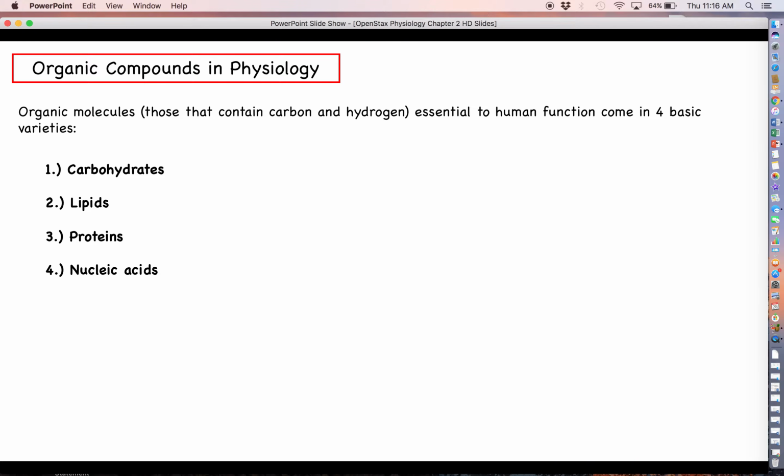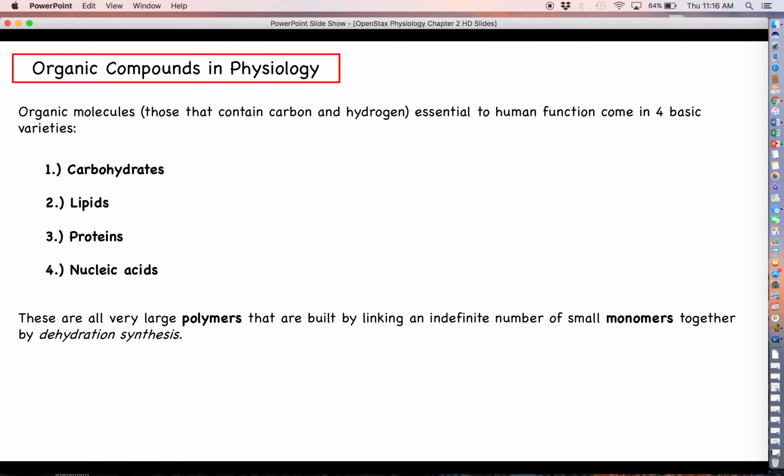We've talked about organic molecules before, and their defining feature is that they contain both carbon and hydrogen. Those that are essential to human function tend to come in four basic varieties: carbohydrates, lipids, proteins, and nucleic acids. The last video of this chapter will cover all four of them together, but for this video, we just want to get an appreciation for how they're all put together and what they have in common. All of these molecules are very large molecules called polymers.